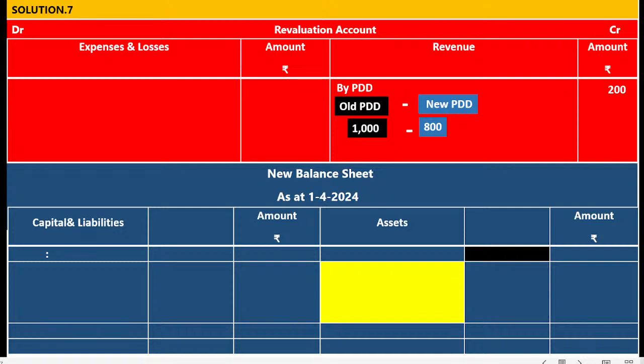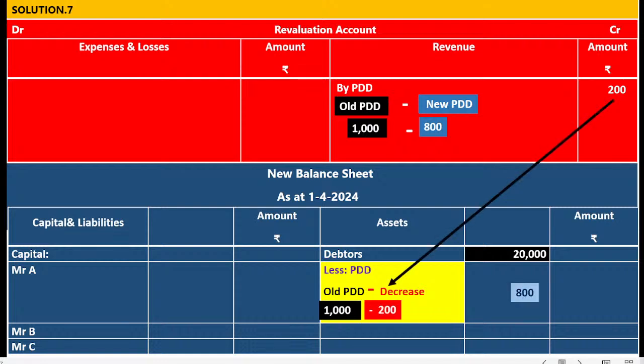Step number 2, draw the new balance sheet as at 1/4/2024. Capital and liabilities amount rupees. Assets amount rupees. Capital Mr. A, Mr. B, Mr. C. Assets, debtors from the old balance sheet 20,000 gross, less PDD, old PDD minus decrease. Old PDD given in the old balance sheet 1000 minus decrease in the PDD from the revaluation account. Now 1000 minus 200 is 800. 20,000 minus 800 is 19,200. This is concept number 7.